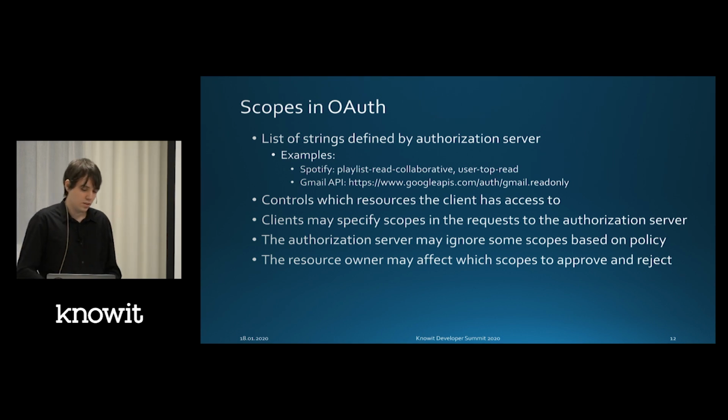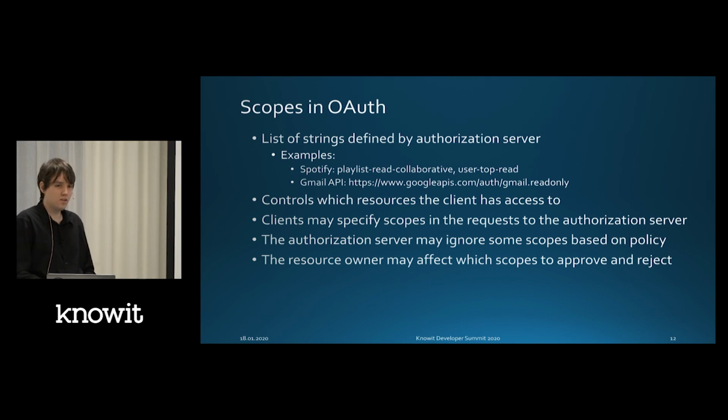So I'm going a bit quickly through some vocabulary too, because there are all kinds of different levels of expertise here. Scopes are basically just a list of strings defined by the authorization server. You see Spotify here: playlist-read-collaborative. They define what that scope is going to do and what kind of resources you get access to. Gmail and Microsoft use full URLs. It doesn't really matter. You should just look at the documentation of the service you integrate. Or if you make your own service, then you decide what the scopes are going to be.